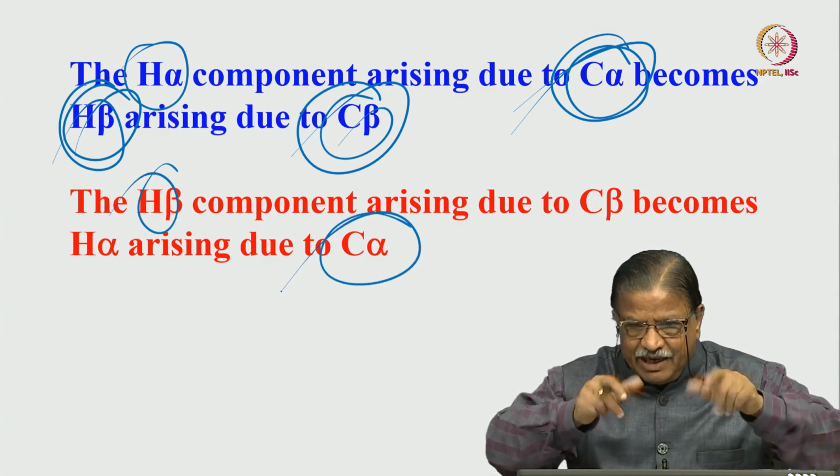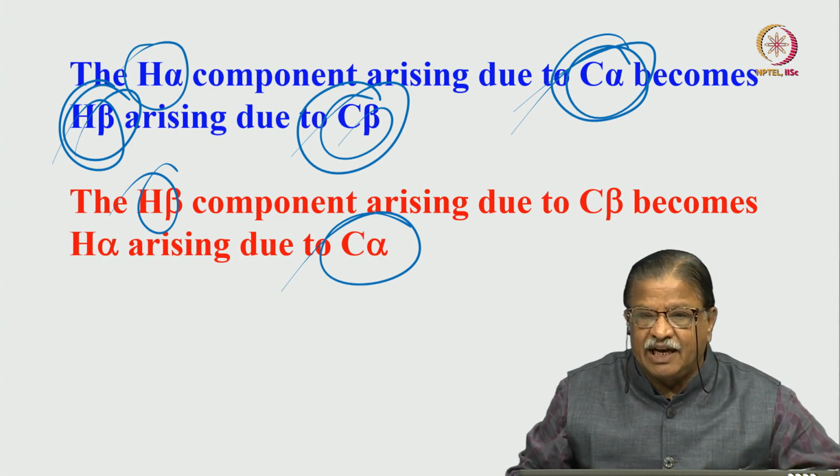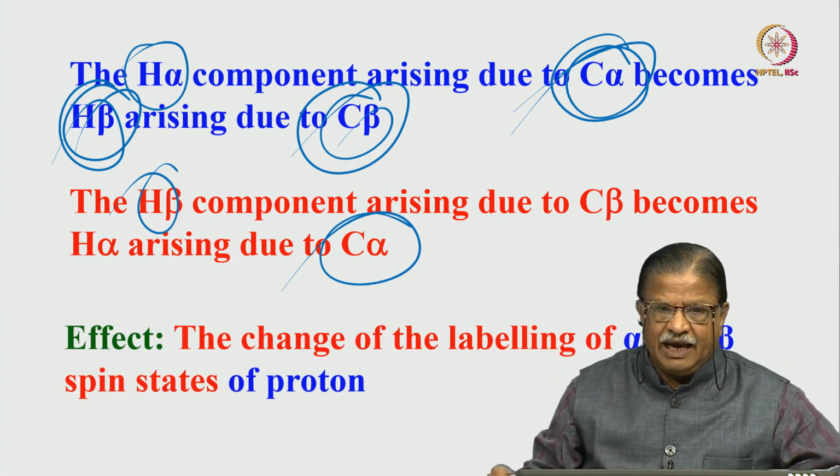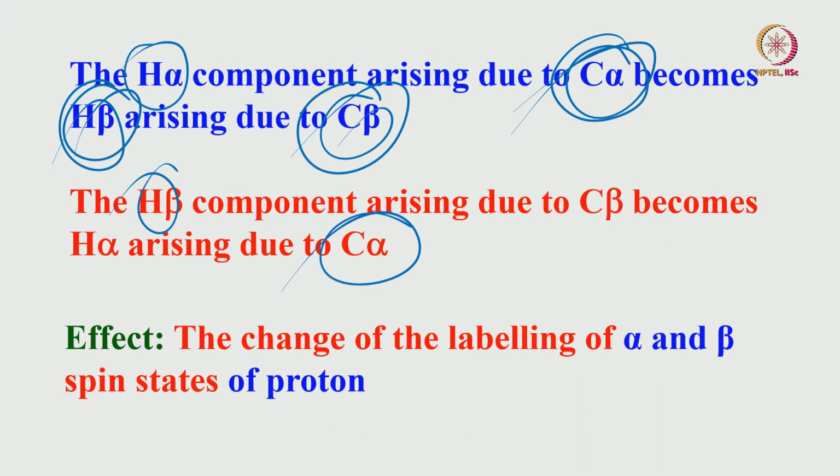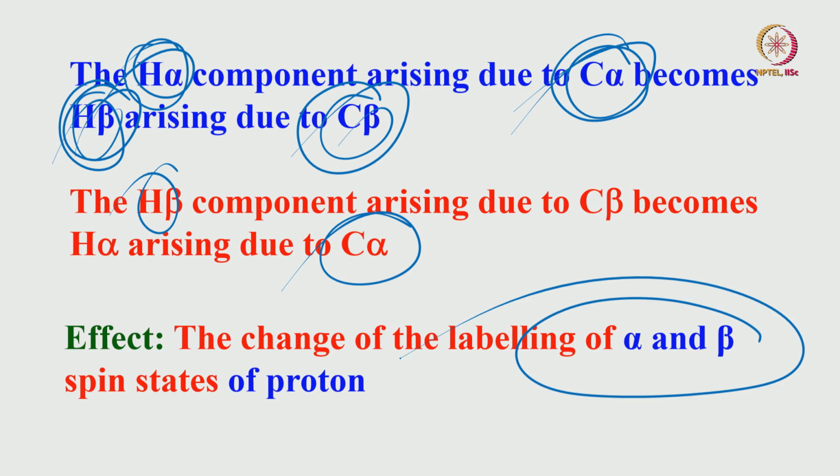This is what we simply did in the experiment by applying a 180 RF pulse. And what is the effect? The effect of this is we have changed the label of alpha and beta of proton. What was alpha became beta, what was beta earlier became alpha. The effect is we interchange the label of alpha and beta spin states of proton. That is what we did.